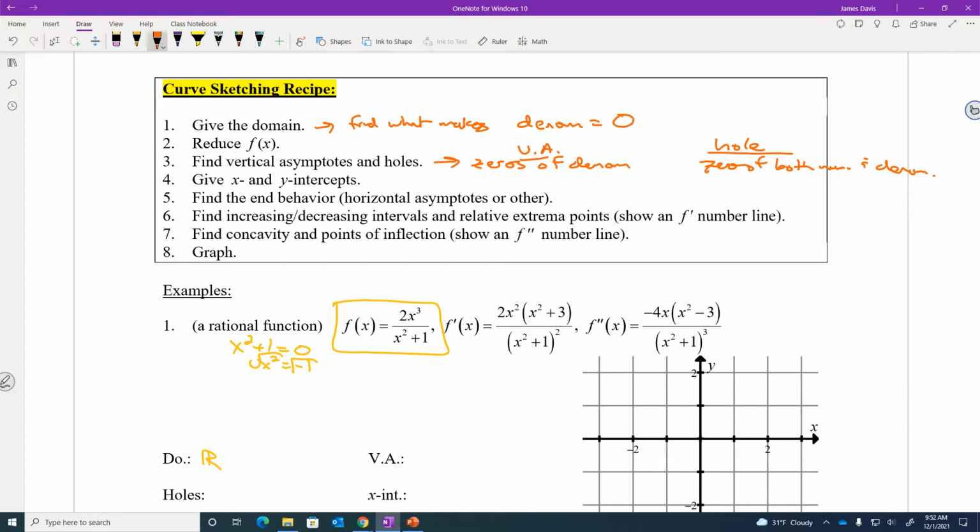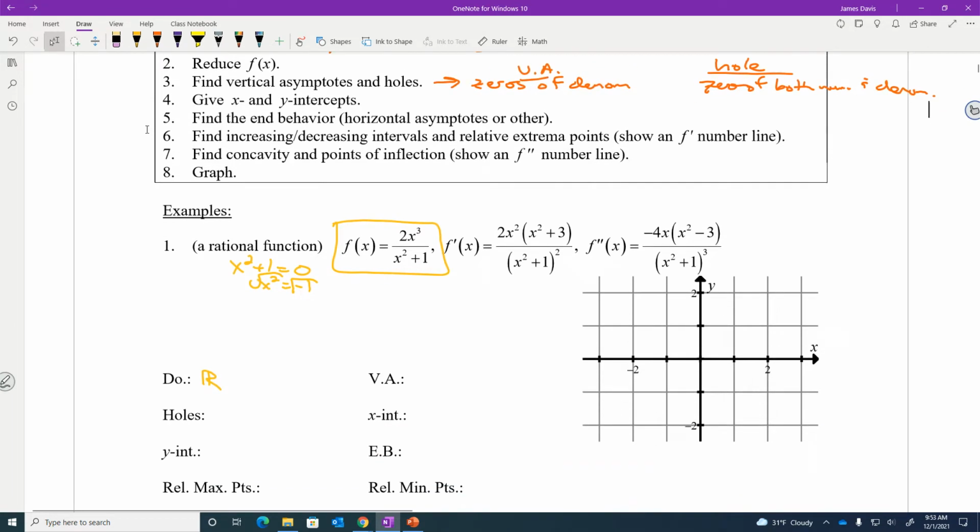Well, we just already determined that there was nothing that made the denominator zero, right? So that means there's going to be no vertical asymptotes because there's nothing that makes it zero. None for that. Which also means there's no holes because you can't have a hole if it's not a zero denominator. All right, x and y intercepts.